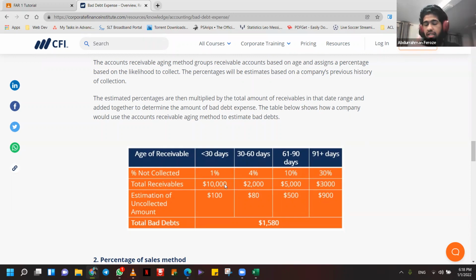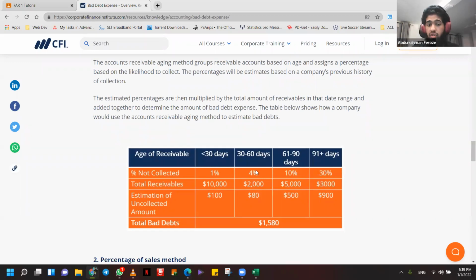So you can see that as time goes by, the percentage of non-collected amount increases, which shows that companies, when they're making an allowance system, typically, if there's a customer who has not paid you a certain amount in the last 20-30 days, then we give it a small allowance. So here they have given an allowance of 1%.